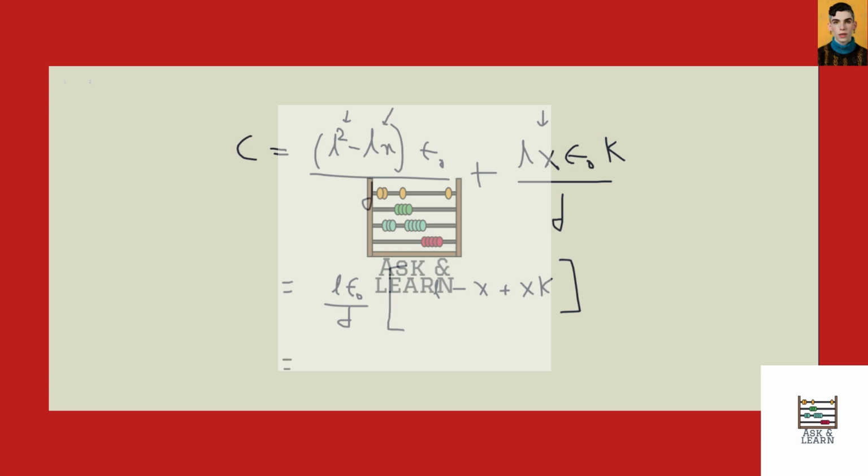Now we can simplify this a bit more by taking a factor of L common again. Then we have L square epsilon naught divided by D times 1 plus, since x is common in both these two terms, (K minus 1) x divided by L. This factor of L comes from L square in here. So this is the capacitance of this system.